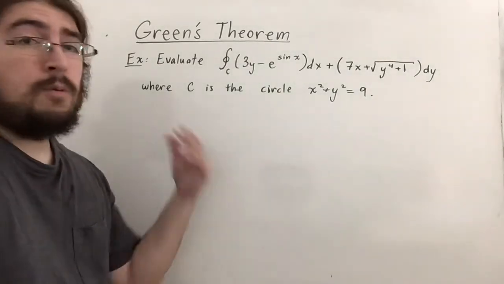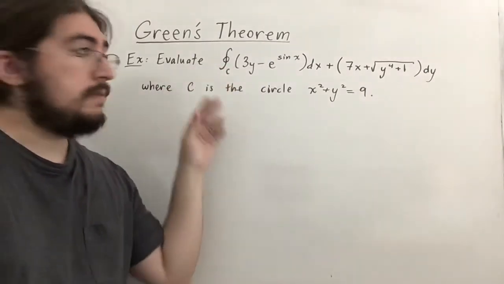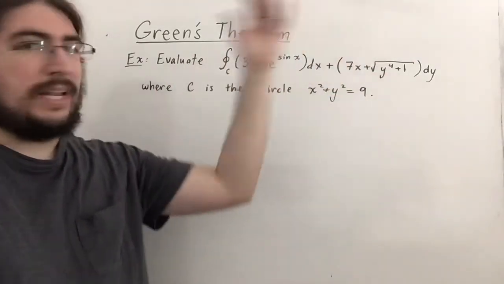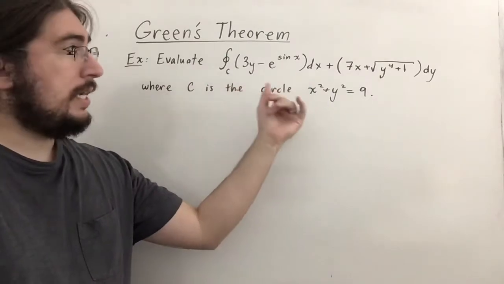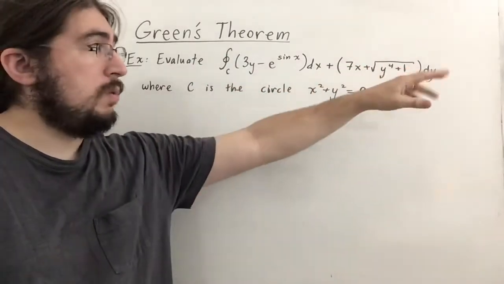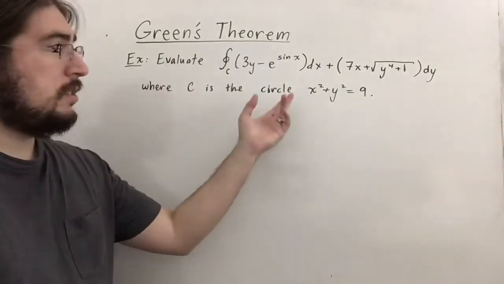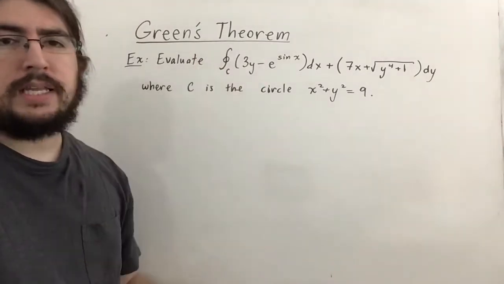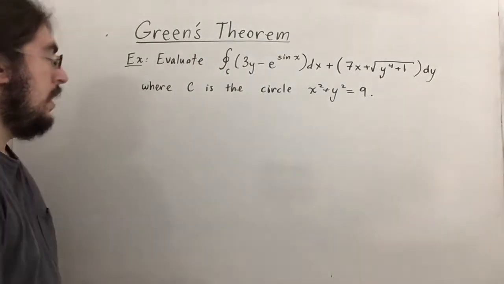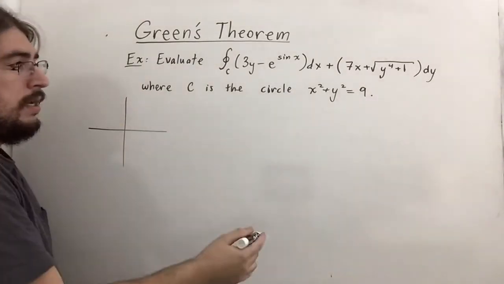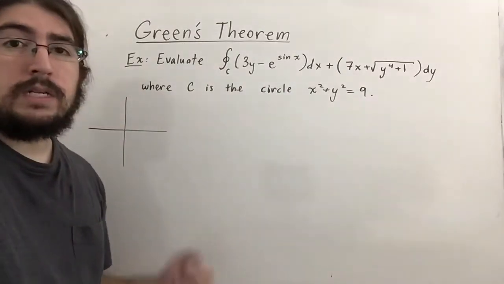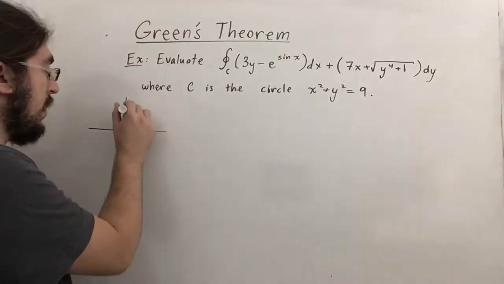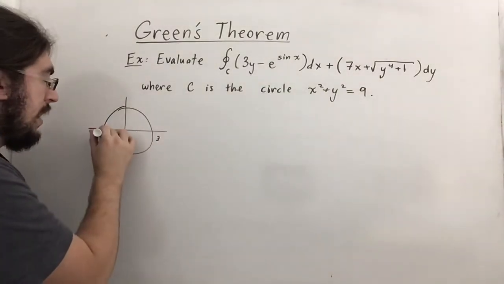All right, so here for this example, we'll evaluate this line integral. Remember, the circle here means over a closed curve, positively oriented closed curve, of this crazy thing. So it's 3y minus e to the sine x dx, 7x plus the square root of y to the 4th plus 1 dy. Where C is the circle, x squared plus y squared is equal to 9. Again, this notation tells us it's positively oriented. So we can draw it, but x squared plus y squared equals any number is always going to be the circle centered at the origin whose radius is the square root of that number, in this case 3. So we have a circle with radius 3, something like that.